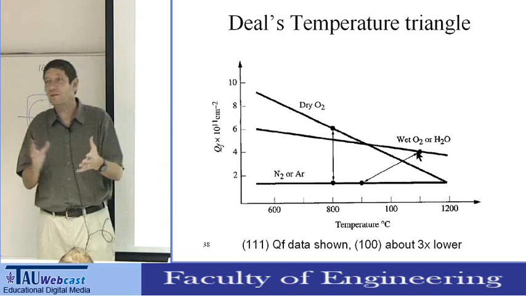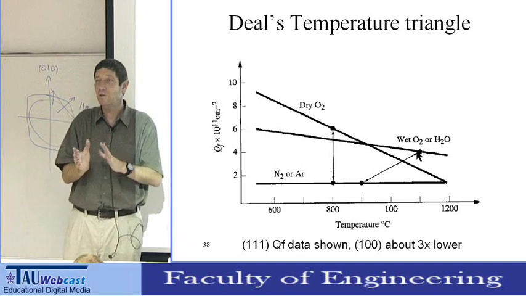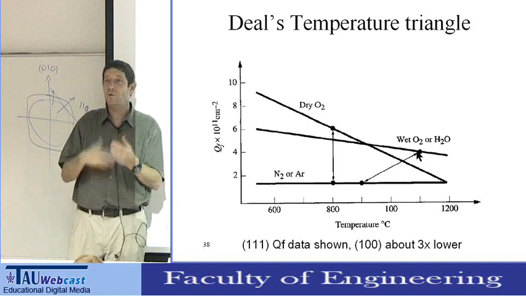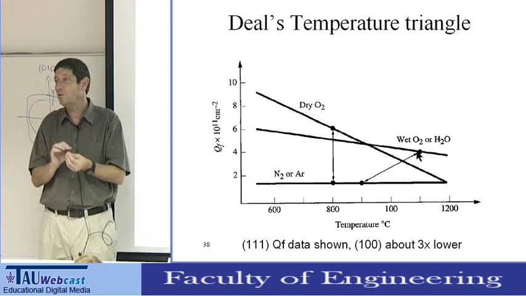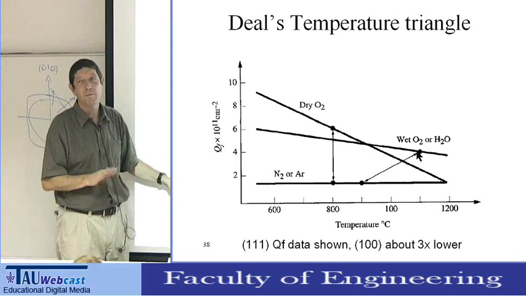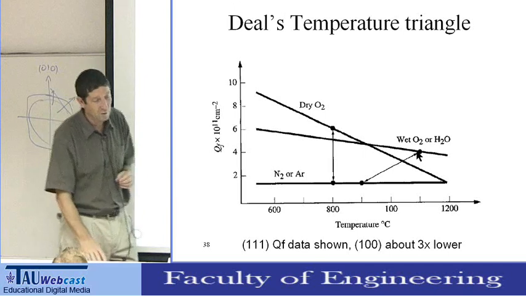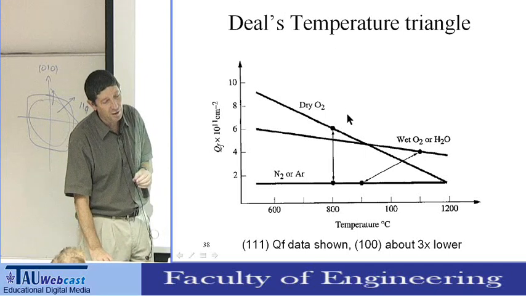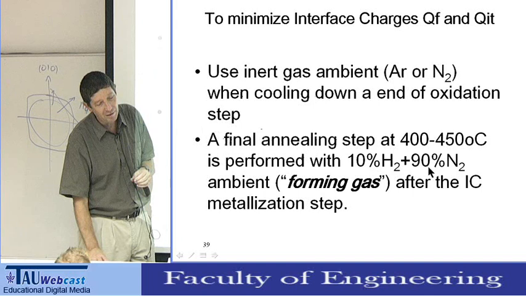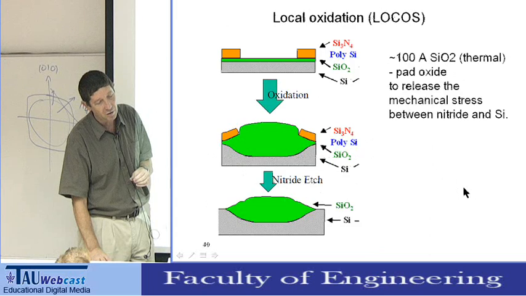This is why for gate oxidation today, people don't use steam, or at least in the past. Of course, you have exceptions, but if you use steam, anneal in nitrogen at high temperature. And today, people also add another step, annealing in a mixture of nitrogen and hydrogen. It's called forming gas. This annealing is typically at much lower temperature, even 300 or 400. This is called the Deal temperature triangle. Basically, to minimize interface charges, use argon or nitrogen, and also have a final annealing step at 400 or 450 with forming gas after the metallization step.